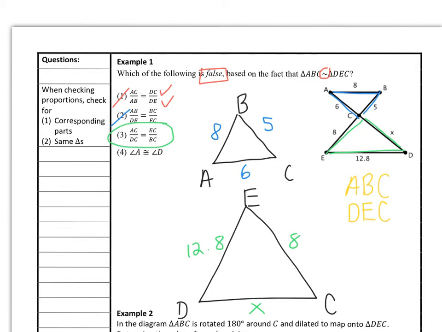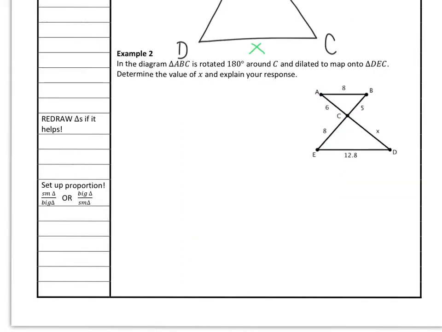We're now going to take a look at the same problem, but actually finding X, so we know how to do it algebraically. So I'm down here in example 2. This time it says in the diagram below, ABC is rotated 180 degrees around C and dilated to map onto DEC. So I'm just going to make sure I have my triangles all laid out. Determine the value of X and explain your response. So you have to make sure you see the second part of that that says explain, because if you don't, you're not going to get full credit.